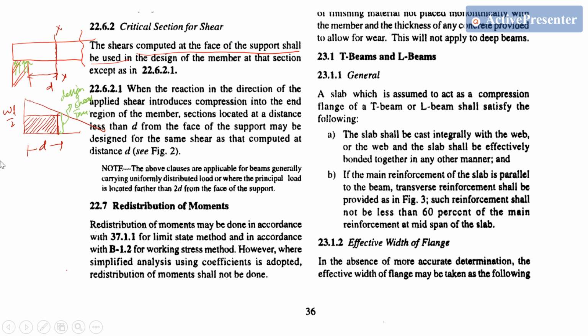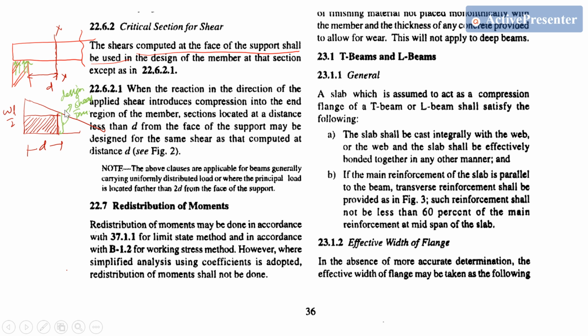Now, can you tell if I'm designing for this WL by 2, will it be safe? Definitely it will be safe because the design shear force according to IS 456 is only up to here. So if I'm designing for WL by 2, this is a higher shear force value, which means it will be safe. So in the numericals, actually we will be designing for WL by 2.